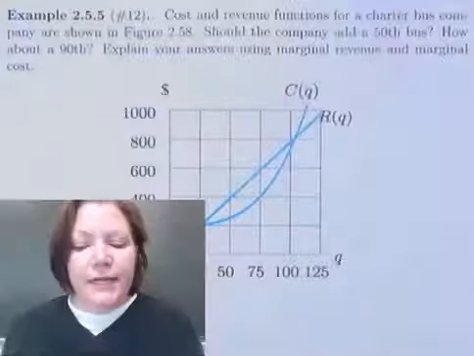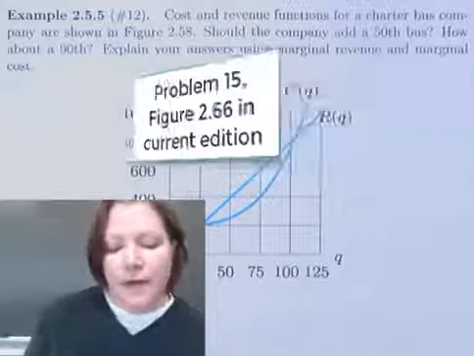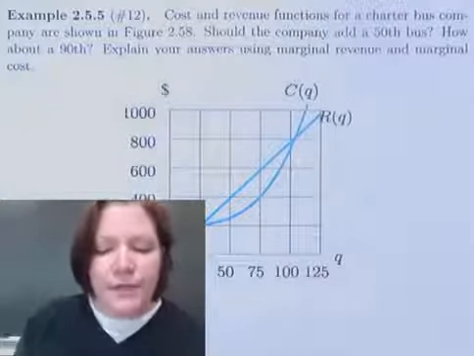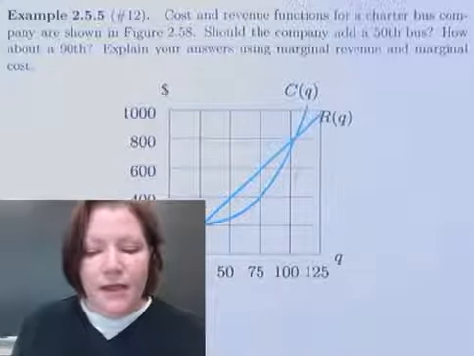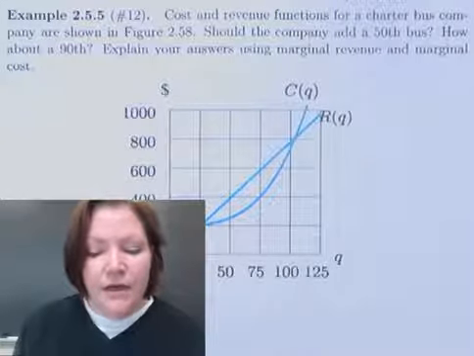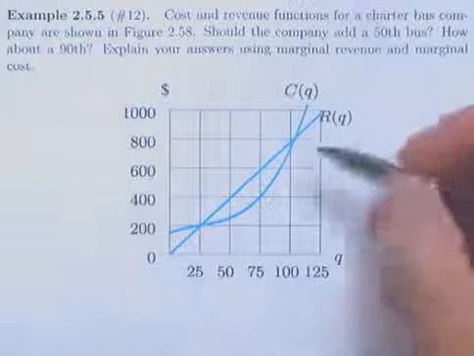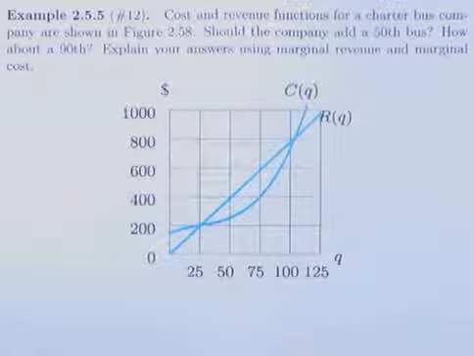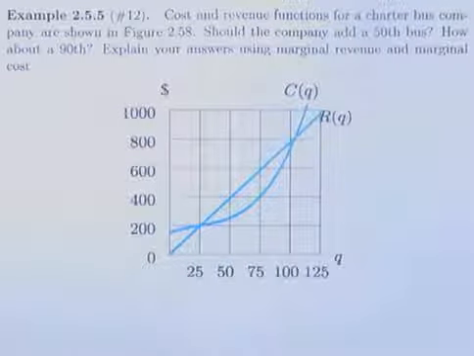This problem, we're looking at number 12 in the section, and we are asked a few things about the production level of a charter bus company. So Q is the number of buses in the company that they have, and then the cost associated with having those in their fleet. So we have the cost function, and we have the revenue function for this company. And the first question is, should the company add a 50th bus?